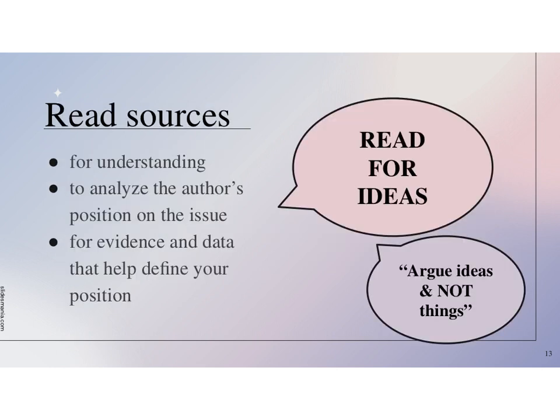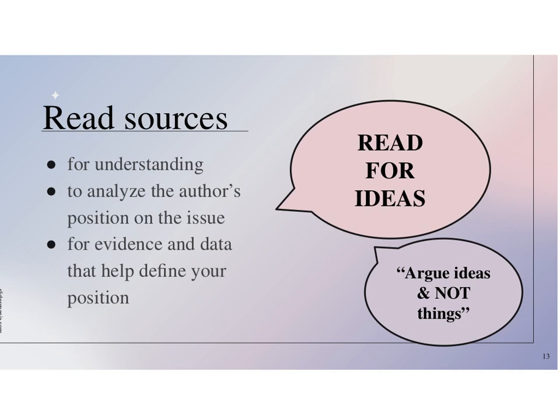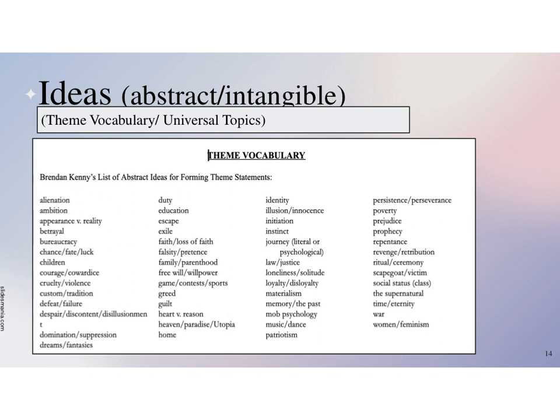Then you're going to read through the sources for understanding, to analyze the author's position on the issue, for evidence and data that help define your position. The key thing is that we are reading for ideas, as that pink bubble says. Because ultimately, for this prompt, we are arguing ideas and not things. By ideas, what do I mean? What I mean is abstract, intangible concepts. So, for instance, we sometimes see this with themes like economics or revenge or ambition or technology.